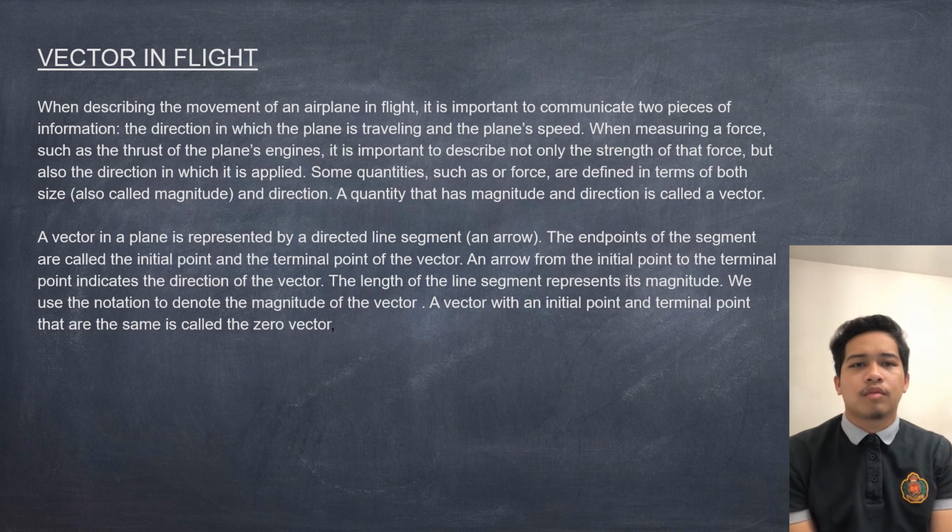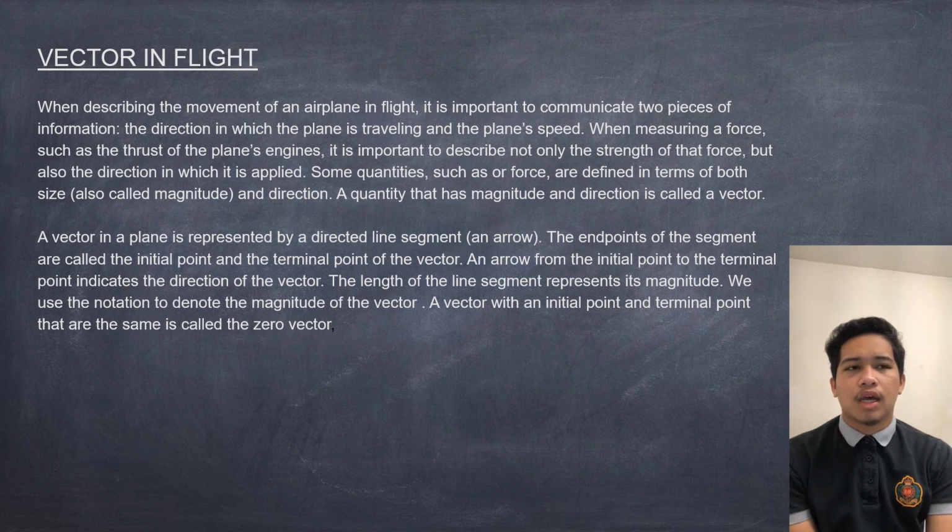When describing the movement of an airplane in flight, it is important to communicate two pieces of information: the direction in which the plane is traveling and the plane's speed. When measuring a force, such as the thrust of the plane's engines, it is important to describe not only the strength of that force, but also the direction in which it is applied. Some quantities such as force are defined in terms of both size and direction.